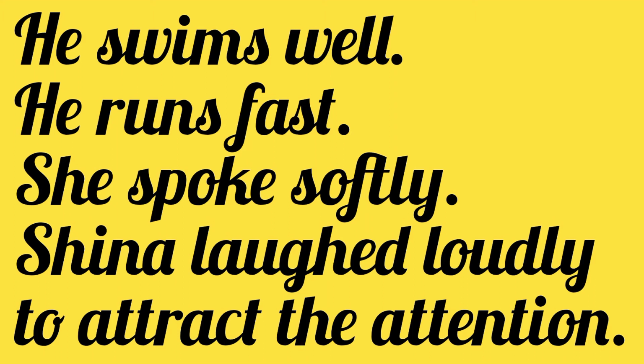कैसे? You have to see here in the underlined word that how and in what manner. किस तरह से, किस तरीके से? Like he swims well. अच्छे से करता है. He runs fast. Fast दौड़ता है. She spoke softly. कैसे spoke करती है? बड़े softly, प्यार से बात करती है. And Sheena coughed loudly. कैसे cough किया उसने? बड़े loudly, जोर से. Just to attract the attention of the people, right?